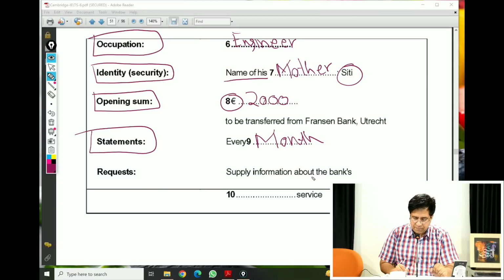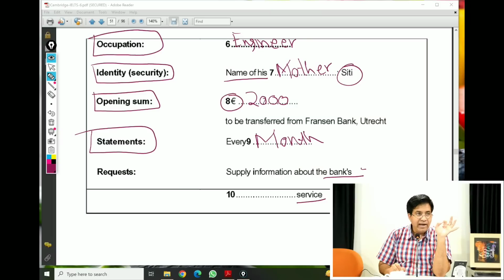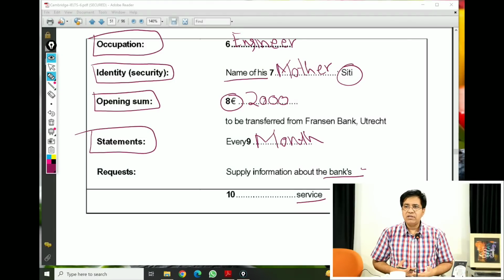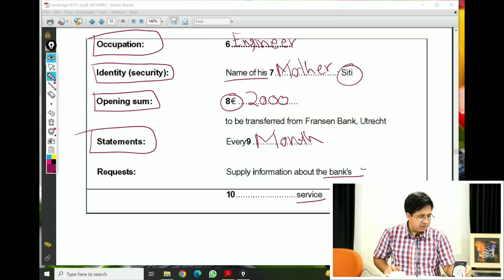Okay, requests. Supply information about the bank's dash service. Now, he needs information about the bank's something. Dash service means it is one of the services the bank offers, and the man needs information about that. Let's see, that is his request. For example, loan service, right? It's one of the services they offer.